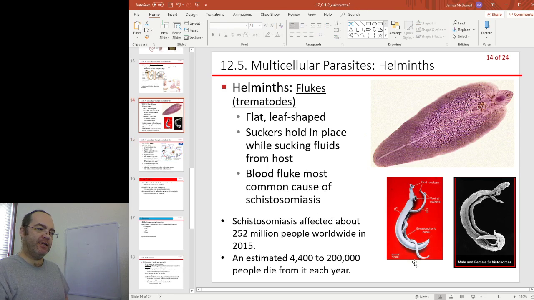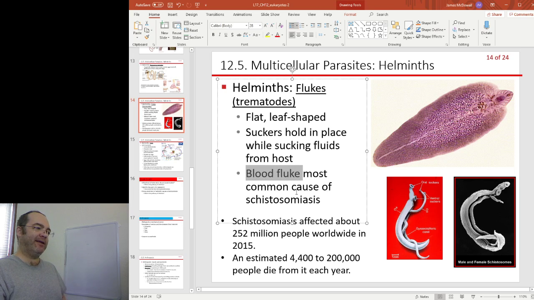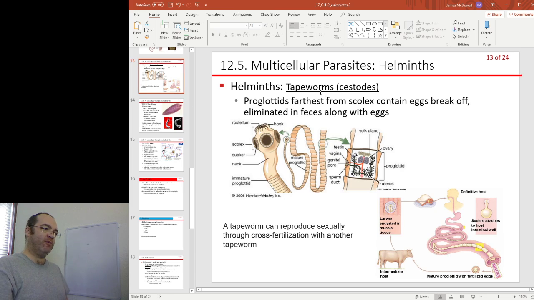So these guys are in the blood. They are hanging out in the blood, sucking up nutrients, as opposed to our tapeworms hanging out in the intestines and sucking up nutrients.